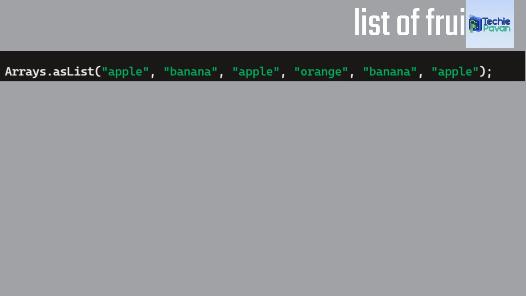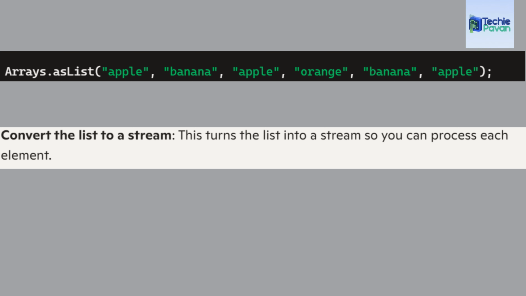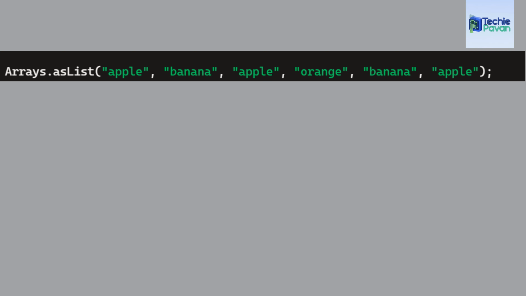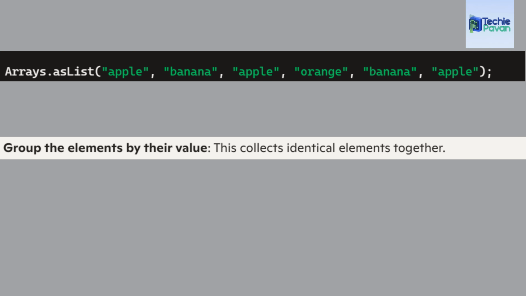Here's how you can find the frequency of each element in the list of fruits. Step 1. Convert the list to a stream. This turns the list into a stream so you can process each element. Step 2. Group the elements by their value. This collects identical elements together.